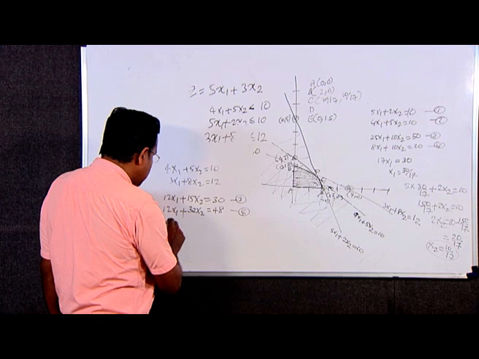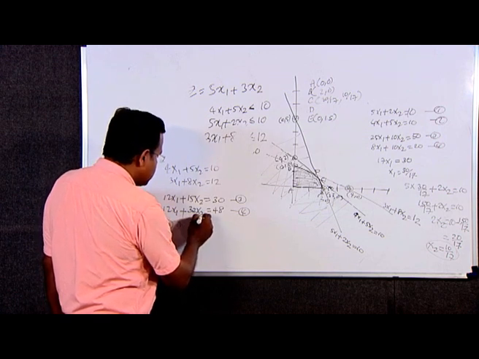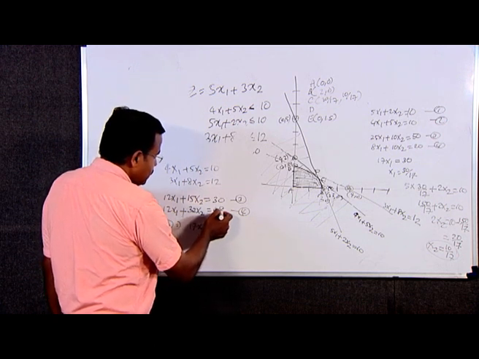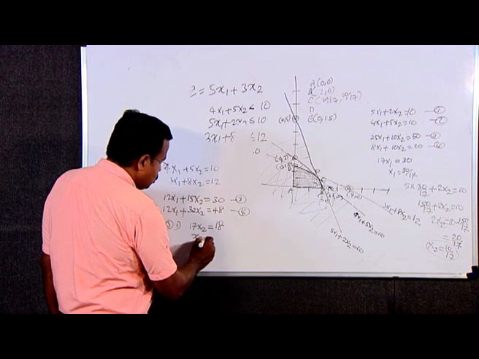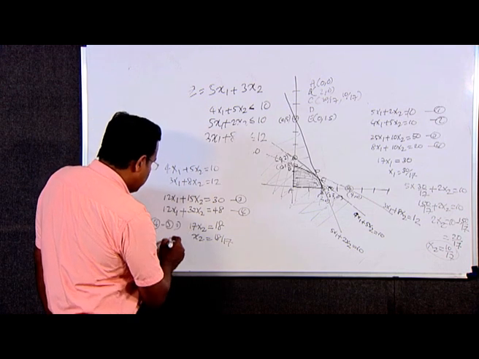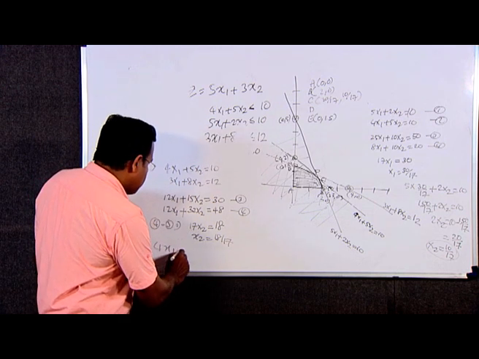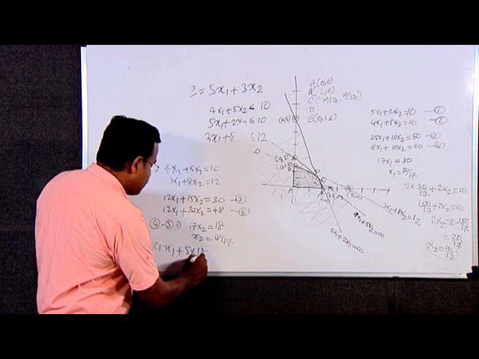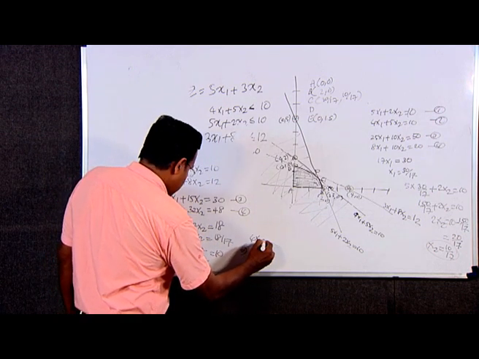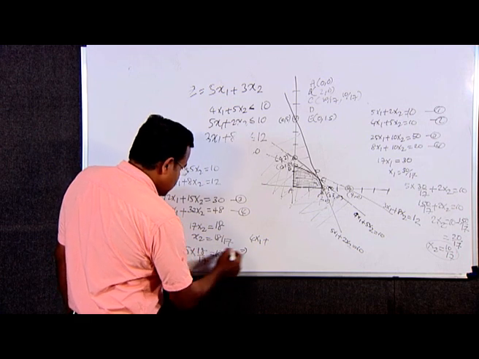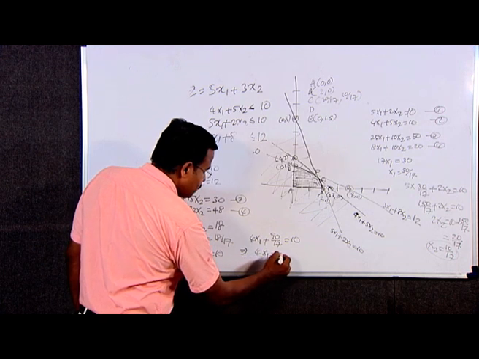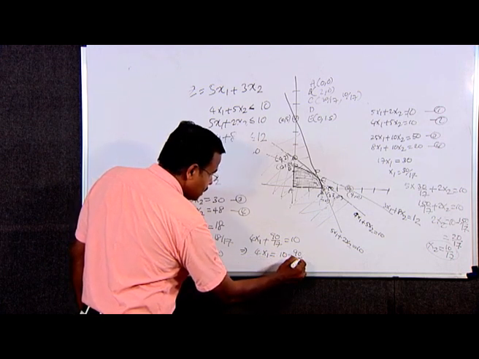4 minus 3 implies 32 x2 minus 15 x2, that is 17 x2 equal to 48 minus 30, that is 18, or x2 equal to 18 divided by 17, and substituting in one of the equations, that is 4 into x1 plus 5 into 18 divided by 17 equal to 10. This gives 4 into x1 plus 5 into 18, that is 90 divided by 17 equal to 10, or 4 x1 is equal to 10 minus 90 divided by 17, okay.